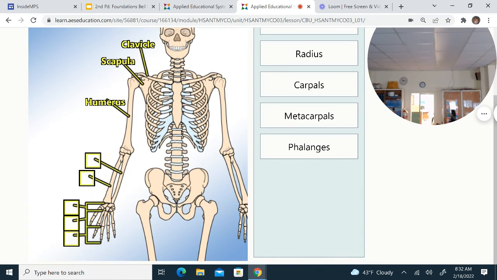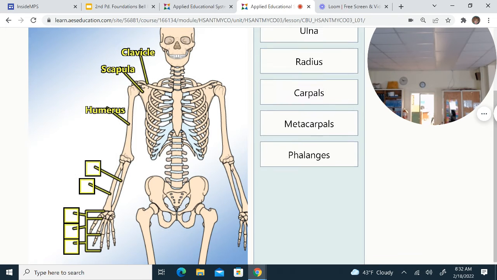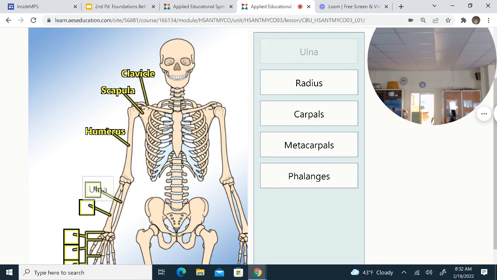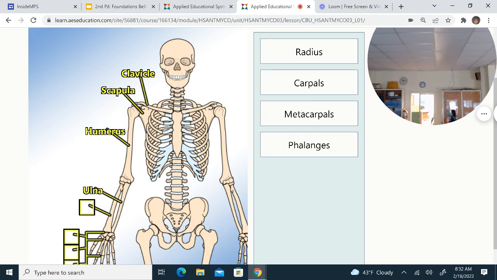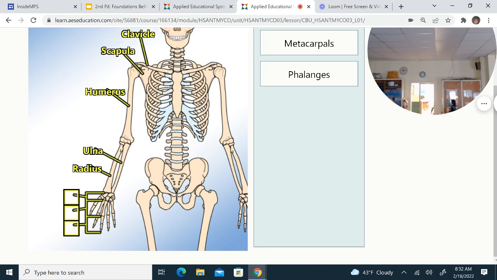What's this? That's your ulna. So it's on your pinky side, your ulna. Y equals negative X. How does that look? And then your radius. One like this, you got your radius. All right? So how does that look?